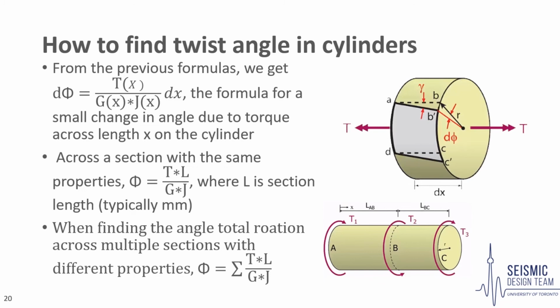However, across sections with different properties, the rotation angle is the summation of rotation caused by torque at each individual section along the cylinder's length. This will be explored more in depth in our example.